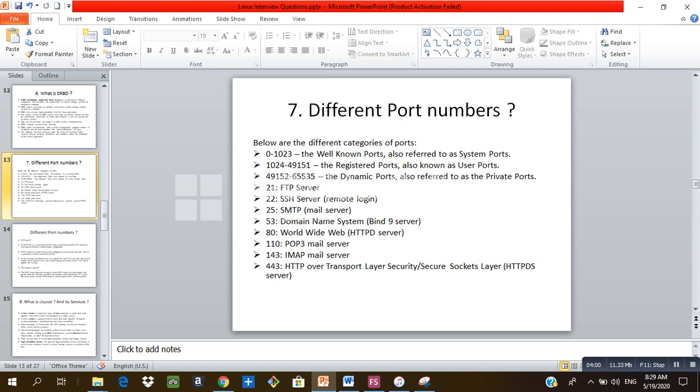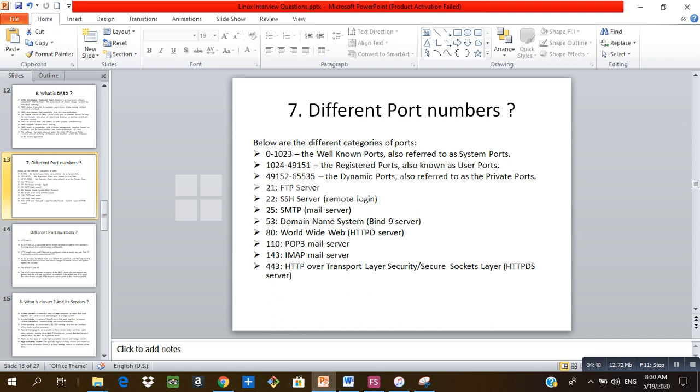First you have to understand there are some categories in which the ports work. From 0 to 1023, these are the well known ports, also referred to as system ports. From 1024 to 49151, these are the registered ports, also known as user ports. From 49152 to 65535, and here we have to know that there are ports from 0 to 65535 only, these are the dynamic ports, also referred to as the private ports.